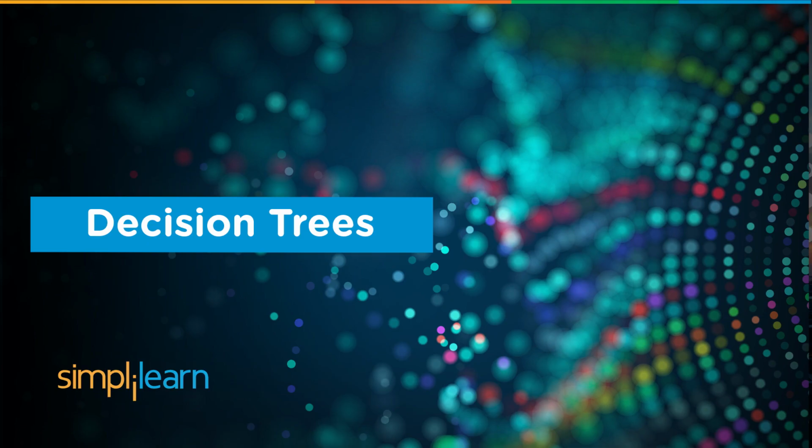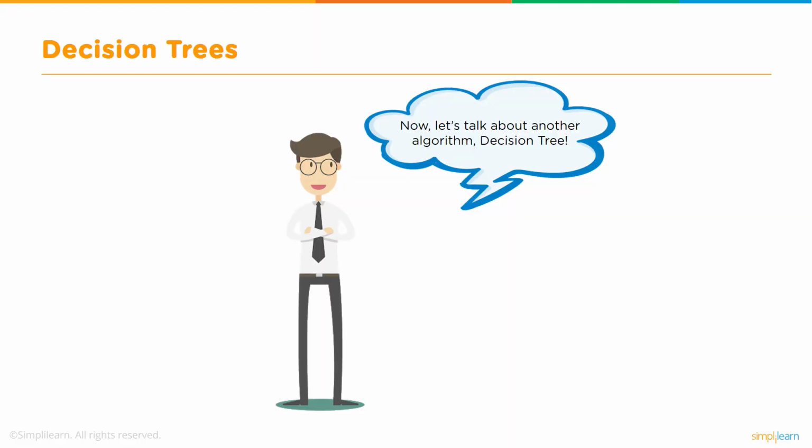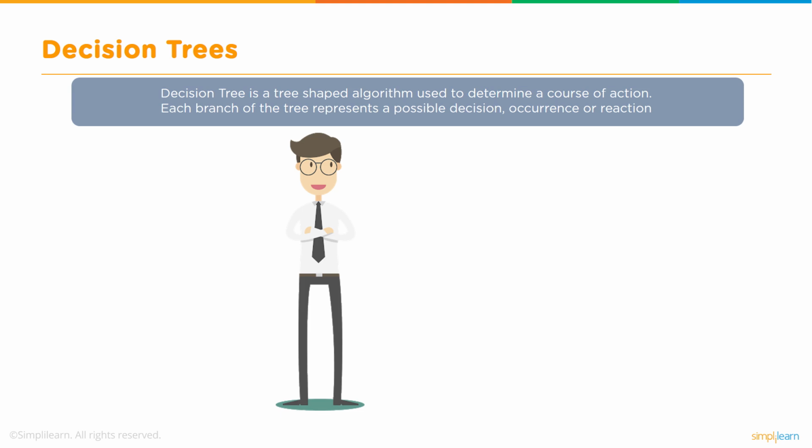So we looked at the linear regression model. Let's go ahead and take a look at the decision trees. So let's go ahead and talk about another algorithm, decision tree. Decision tree is a tree-shaped algorithm used to determine a course of action. Each branch of the tree represents a possible decision, occurrence, or reaction.